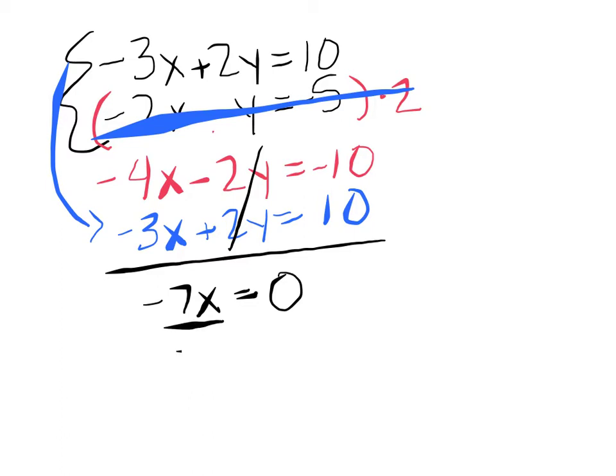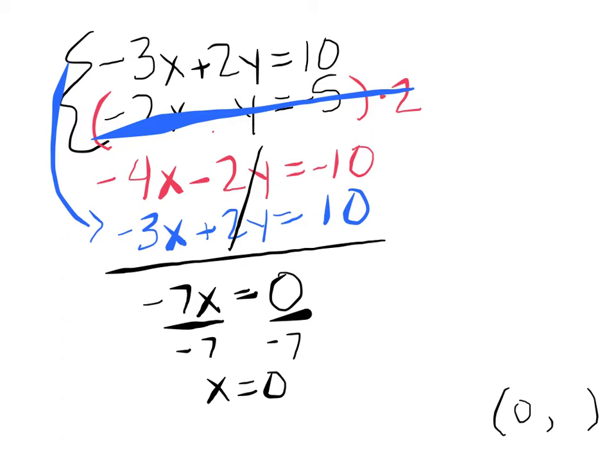Divide both sides by negative 7. We end up with x equals 0, which is fine. That's cool. Let's put it in our ordered pair. We have lots of ordered pairs where x equals 0. Now we need to find y, and we have a few different options. We can use one of our new equations, or we can use our old one too.